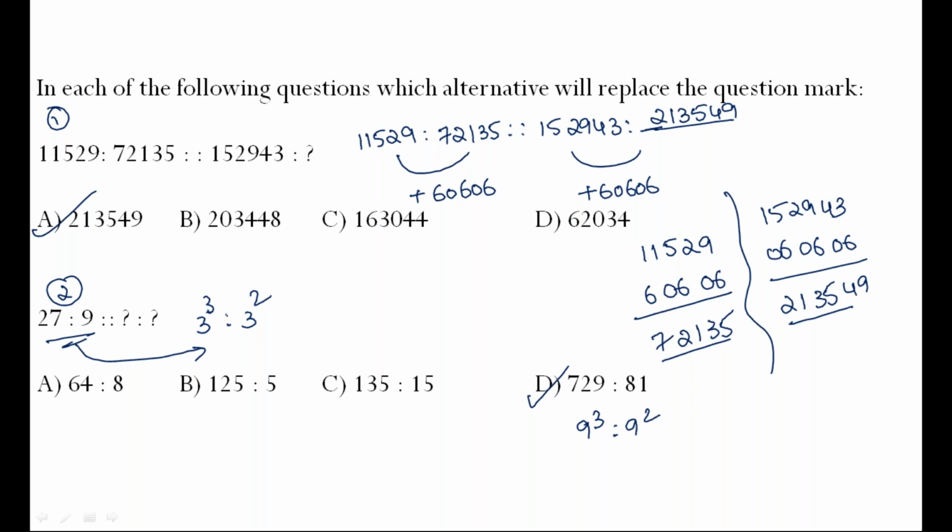Because this is the format of n cube and n square. 27 is 3 cube. 9 is 3 square. 3 cube and 3 square. Now we need to see the options which are in a similar fashion. The n cube and n square logic was required.